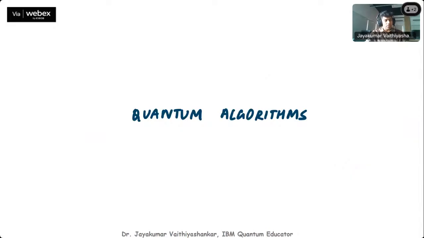Today's topic is quite interesting. Whatever you learned so far, gates, circuits, Qiskit, PennyLane, Java string package, everything we need to work for quantum algorithms. So this is our ultimate ambition. Whatever classical algorithms we are working on, the classical knowledge we have, we need to convert into quantum. That is the main purpose.